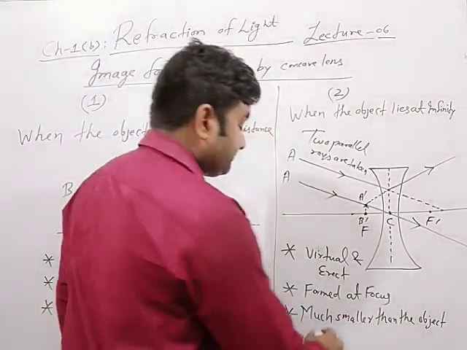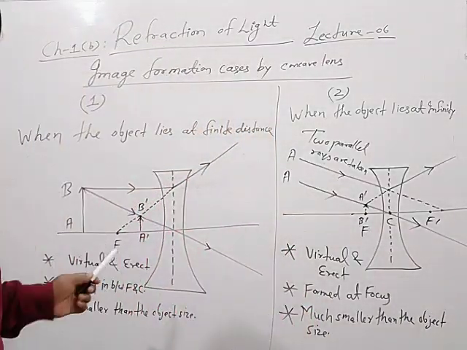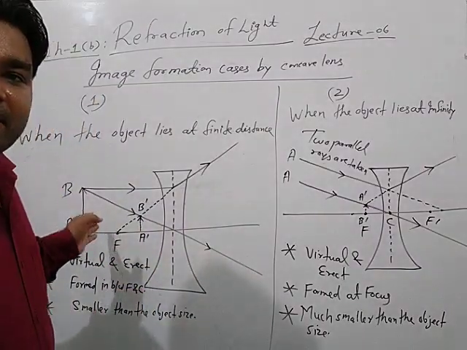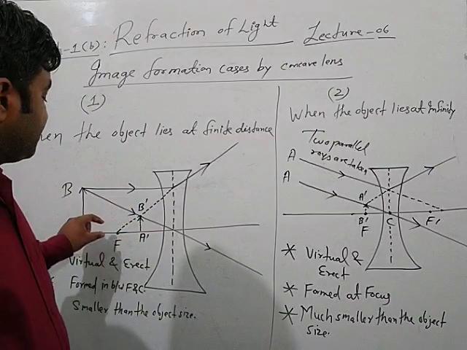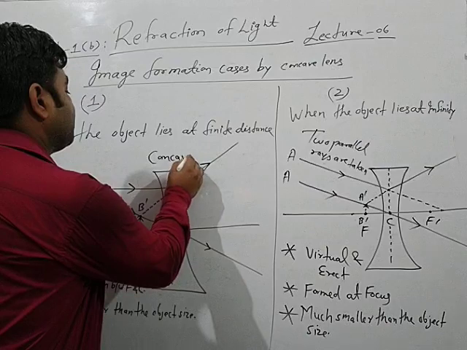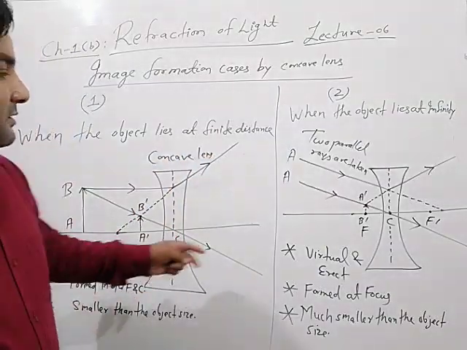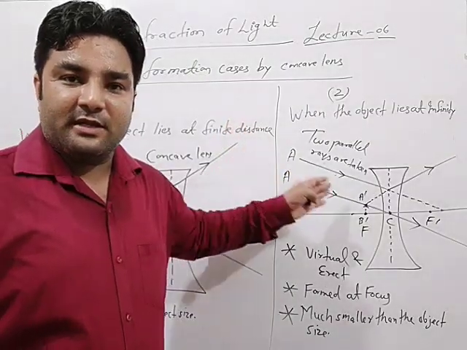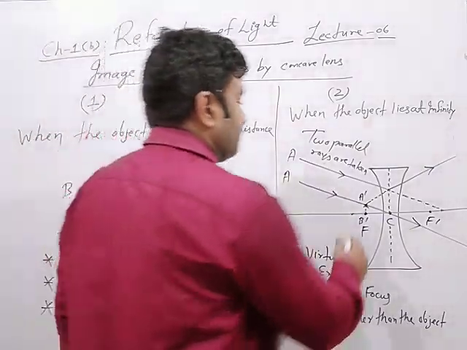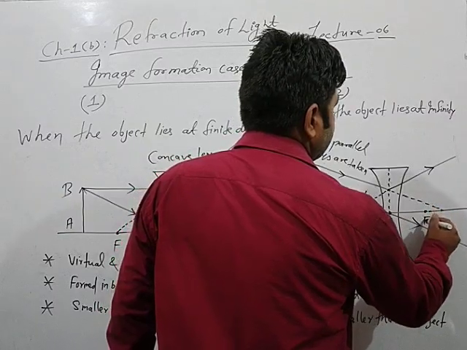Clear? Here are the two cases. Listen again. When the object lies at finite distance, then the image is formed in between F and C. And when the object lies at infinity, it means two parallel rays are taken from top point of object, then the image is formed at focus. Very simple concept.